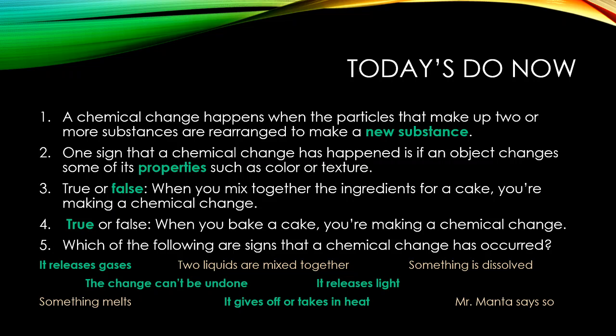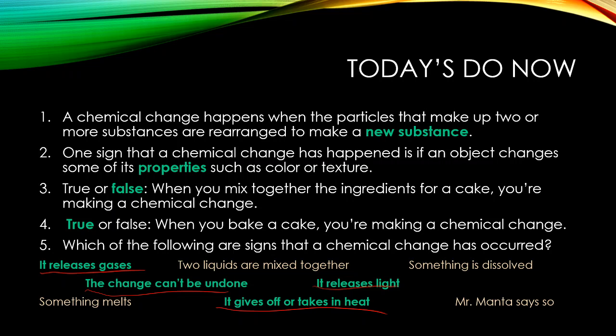Number 4, true or false, when you bake a cake, you're making a chemical change. That is true. It is in the baking of the cake that a chemical change happens. Mixing, no chemical change. Baking, yes, chemical change. And number 5, which of the following are signs that a chemical change has occurred? Well, of all the different stuff that I listed here, it is only these 4 that are signs that a chemical change has occurred. It releases gases, the change can't be undone, it releases light, and it gives off or takes in heat.